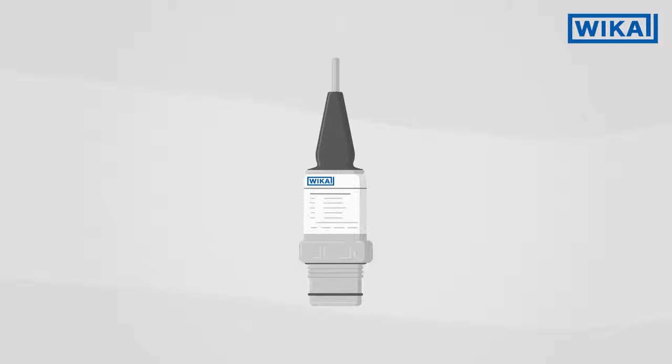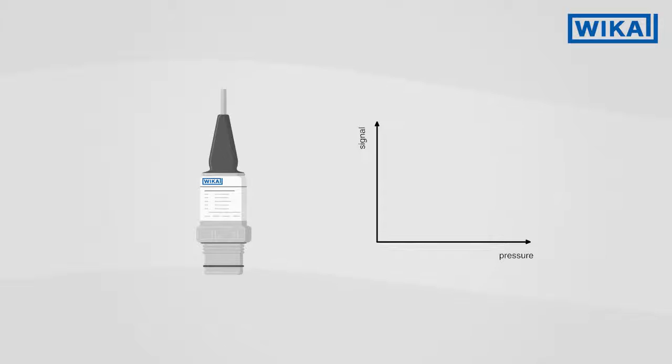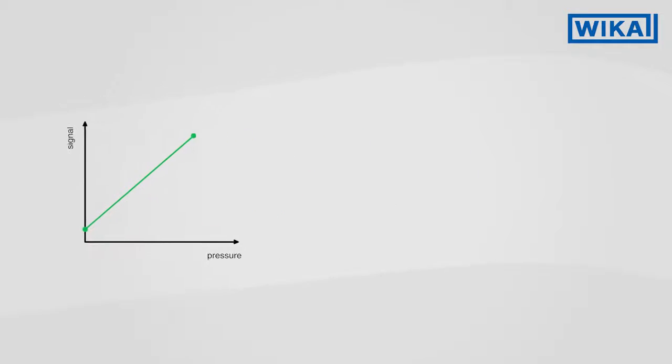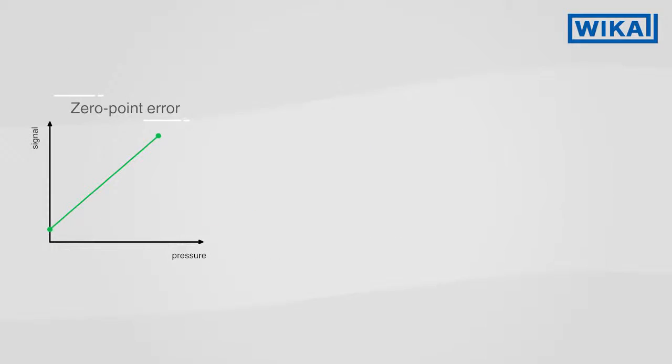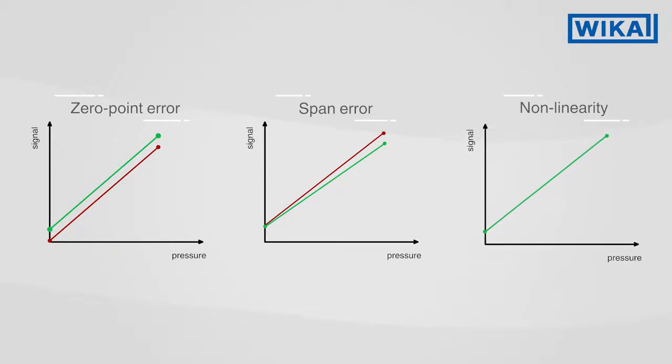And how do the three errors just described affect the measuring process in the pressure sensor? The sensor characteristic curve describes at how much pressure which output signal is issued. The 0-point error shifts the sensor characteristic curve in parallel. The span error affects the slope of the straight line. And nonlinearity turns the line into a curve.